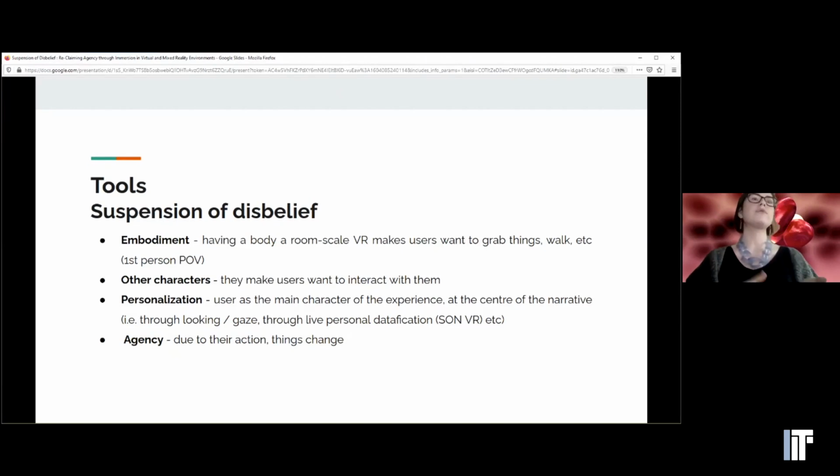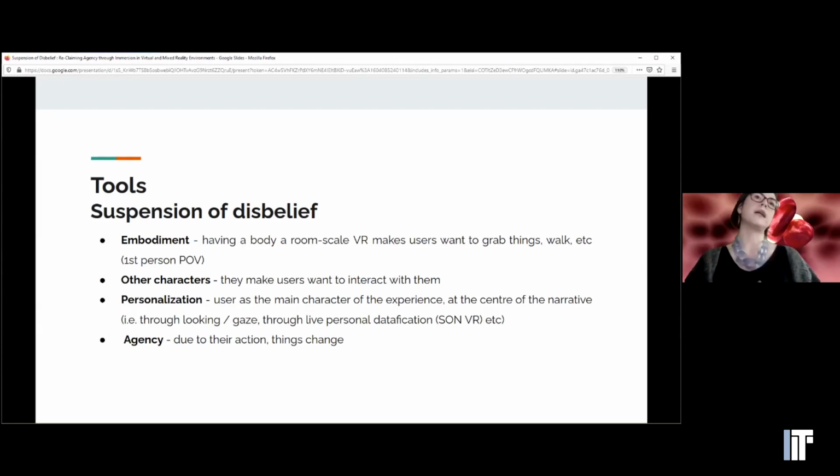So some of the tools that I use for suspension of disbelief are, for instance, embodiment. Having a body in room scale VR makes users want to grab things, walk, or, if they know that somebody's listening or they can interact through voice, then they use their voice. Also, it's the other characters. When the characters in first person POV talk to the user, the user wants to interact with them.